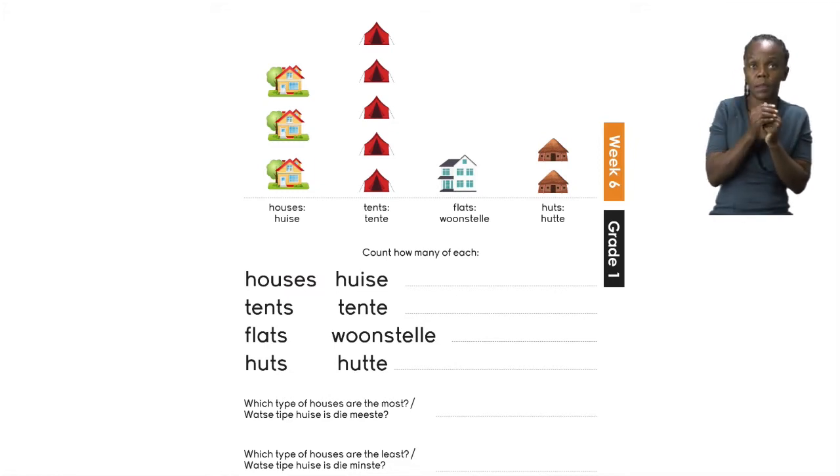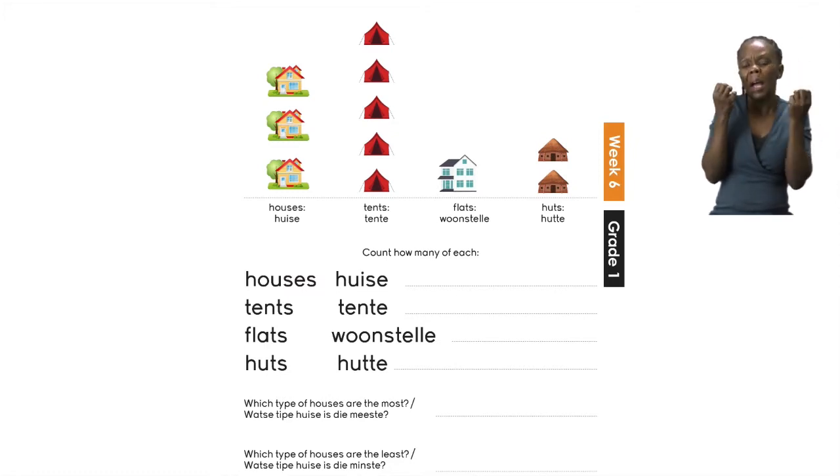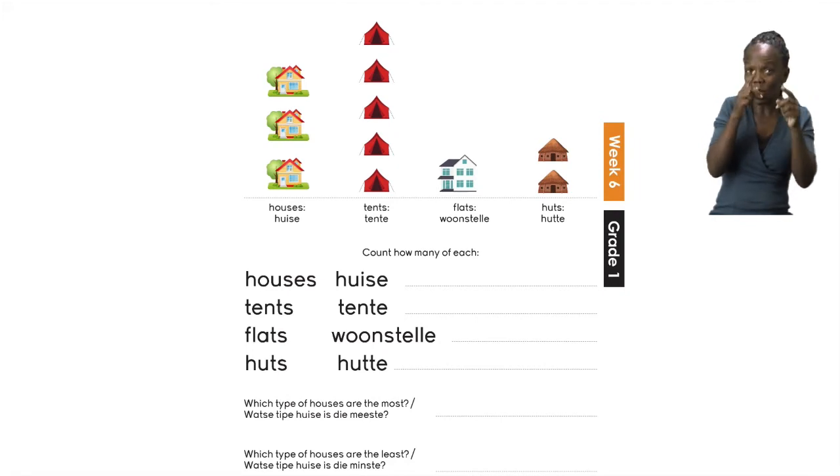After you are done with this exercise, boys and girls, you need to answer the questions below. The first one is saying, which type of house are the most? Which type of shelter or houses can you see that is the most? Write the number down. And then write the house down. Is it houses, tents, flats, or huts?